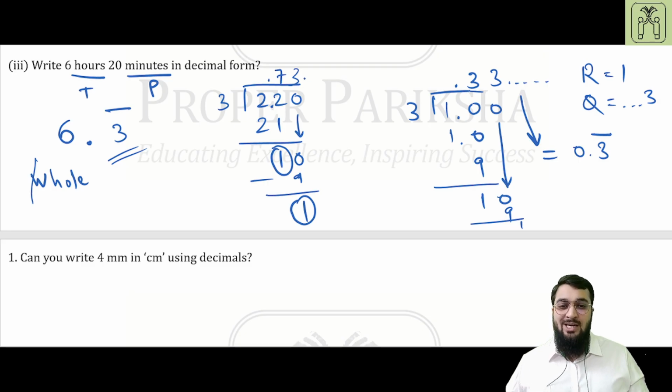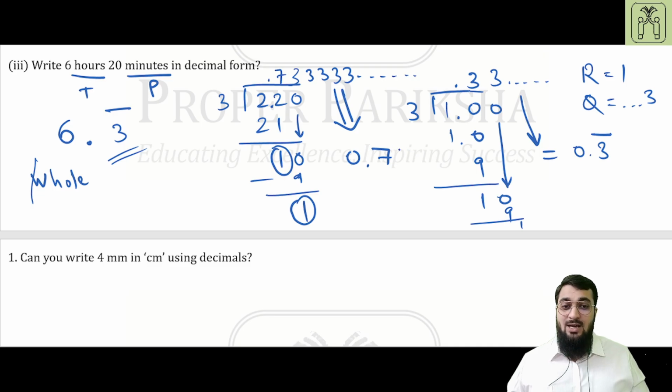So how will we write this type of answer when 2.2 is divided by 3? If you see, it is getting repeated and will keep on getting repeated, and a remainder of 1 will always be obtained. This will be written in the following manner. Pay attention. 0.7 will be written as it is, because 7 is not repeating, and 3 will be written with a bar because it is repeating. 0.73 with the bar on the 3 will be written for 2.2 divided by 3.